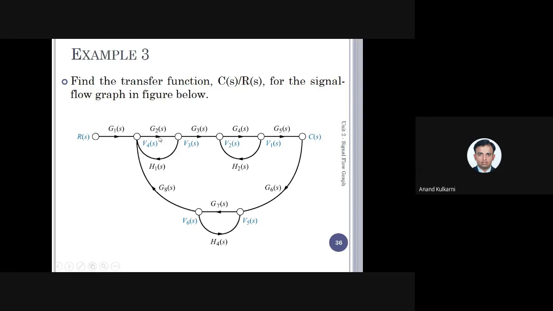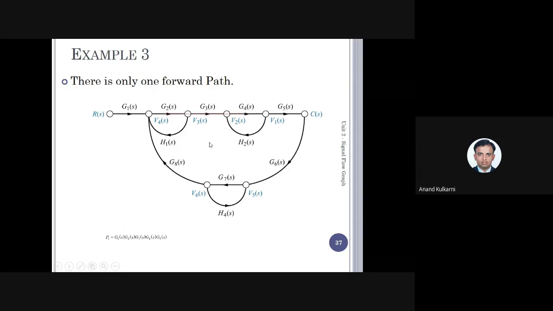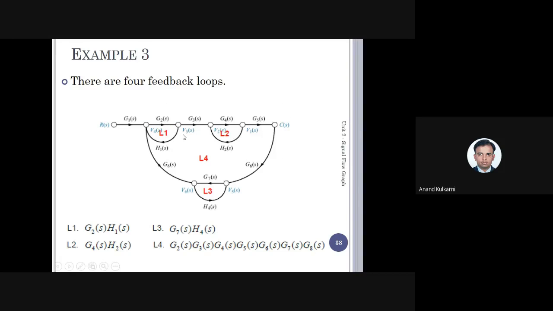So this is the first forward path, that is 1, 2, 3, 4, 5, 6, that is G1, G2, G3, G4, and G5. Then apart from this, is there any other? No, there is only one forward path, that is P1, what is shown in the red color. There is no other forward path except this, P1 is the only. So what you are going to get is C by R is equal to P1 delta 1 divided by delta.